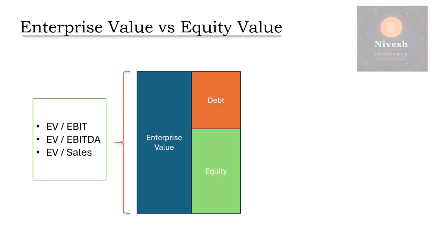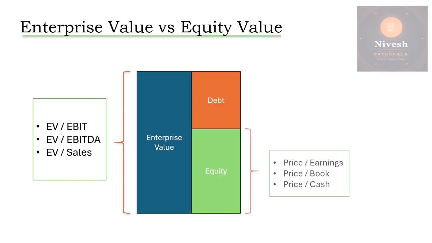Second, after finding equity value, you also use formulas to value a business. First is price to earnings. Second, price to book, and third, price to cash. So these are the formulas you use to value a business.